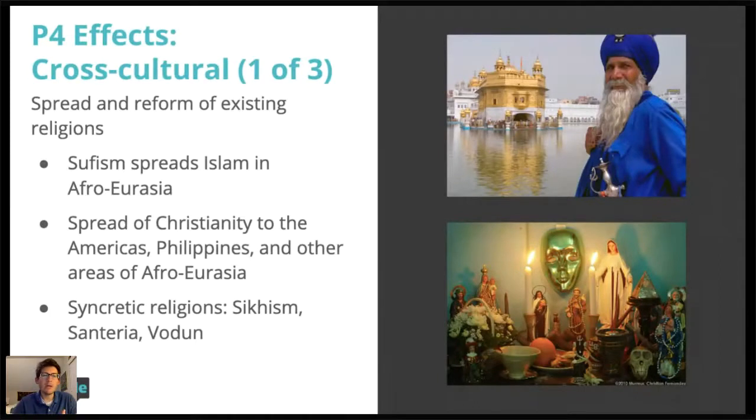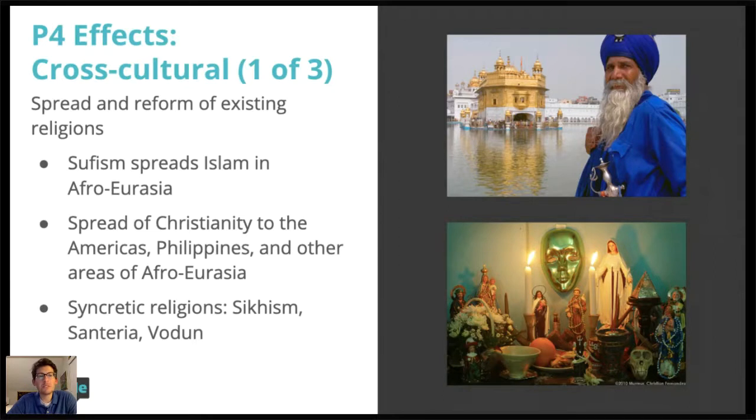We see the development of the spread of Islam, especially through Sufism, which is kind of a branch or an offshoot of Islam. Now, if you don't know what that word means, highlight it, go and look it up later. We don't have time necessarily to talk about it right now. But it helps to spread Islam in Afro-Eurasia, Sub-Saharan Africa, especially India, even as far away as Southeast Asia.